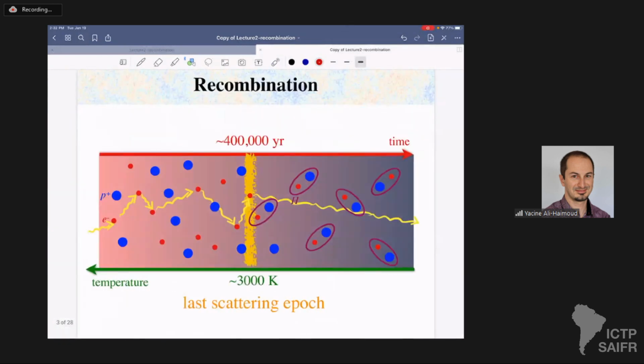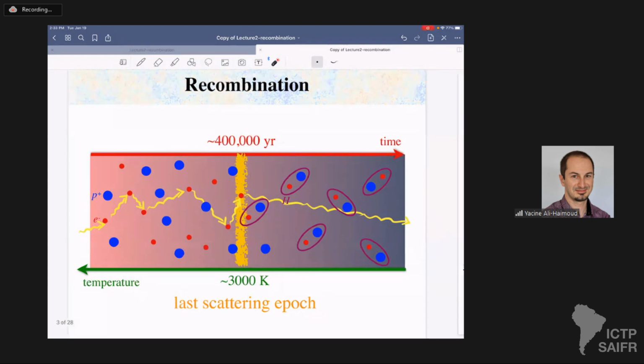Okay, so we're going to study recombination. Why? As I mentioned yesterday, because free electrons, which are the little red dots here, Thomson scatter photons up until when the universe was approximately 400,000 years old. And then photons scatter for one last time, and this is what we see as the CMB. So the goal of this lecture is to quantify, first of all, what it means by this scattering one last time, and secondly, to quantify how exactly the universe went from ionized to neutral, as exactly as we can.